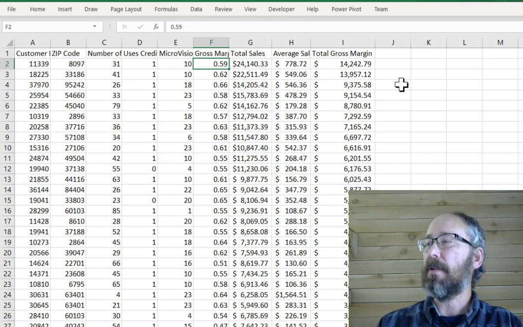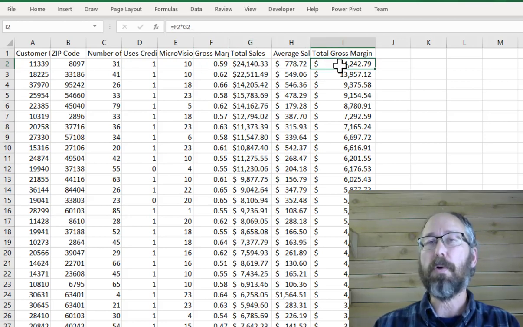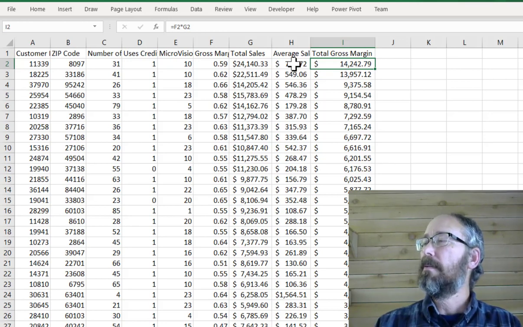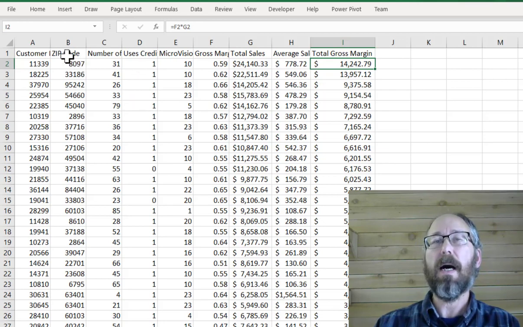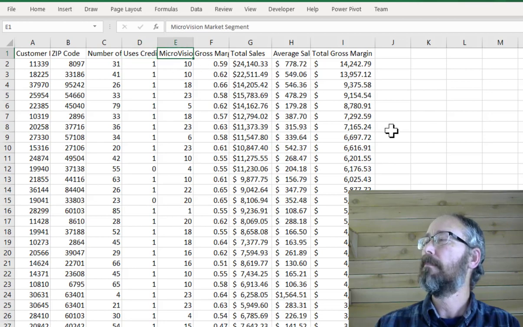And I've already calculated the total gross margin in column I, which is the gross margin percentage times the total sales. And what we're going to do is use the total gross margin as our response variable. And we're going to use all of the possible predictor variables in our linear regression. So we'll include zip code, number of purchase visits, user's credit card, and microvision.